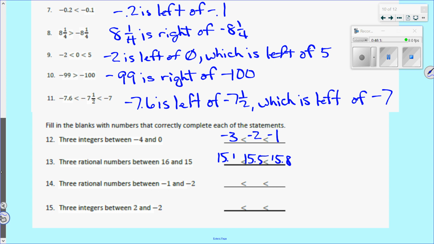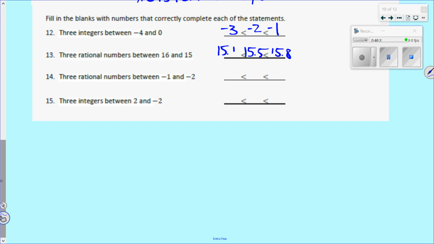3 rational numbers between -1 and -2. Again, starting on the low side. Which side am I starting at? -2. So I want a number closer to -2. That's a decimal, so we'll go with -1 and 8/10, -1 and 6/10, and -1 and 3/10. 3 integers between 2 and -2. Again, less than symbols, so I start at -2. The next integer is -1, then 0, then 1.